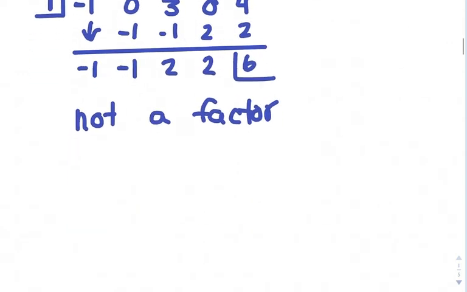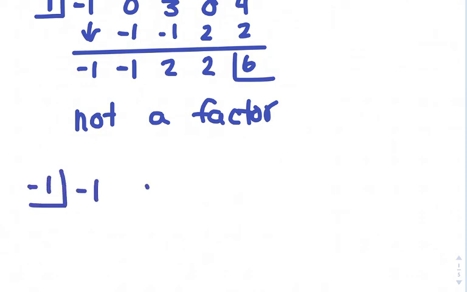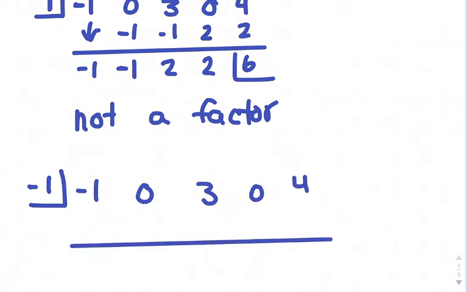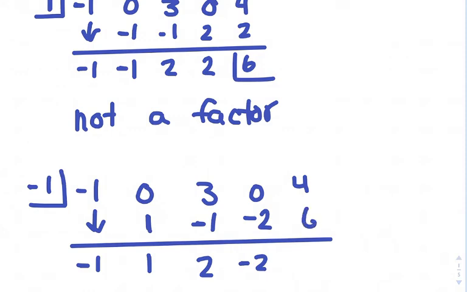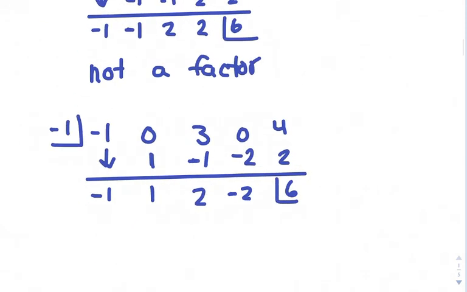So then I have to try another one. So let me try negative 1. So negative 1, 0, 3, 0, 4. Same process, synthetic division. Drop down negative 1. Negative 1 times negative 1 is 1. Negative 1 times 1 is negative 1. 2 times negative 1 is negative 2. And then negative 1 times negative 2 would give you 2. And then add it to 4, which is 6. So again, this is not a factor because the remainder is not 0.